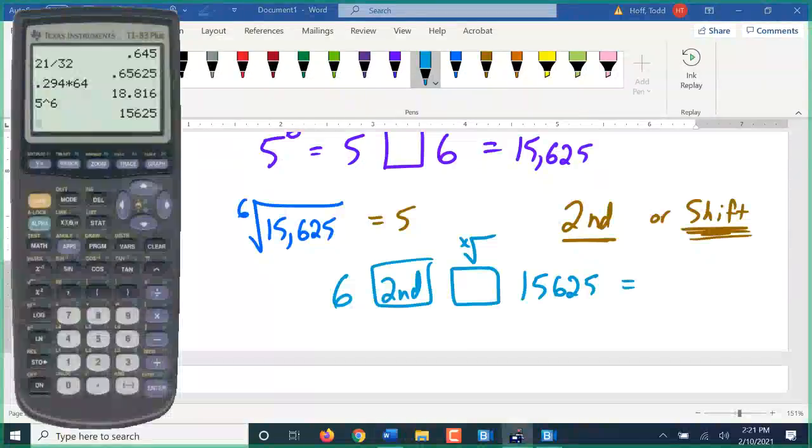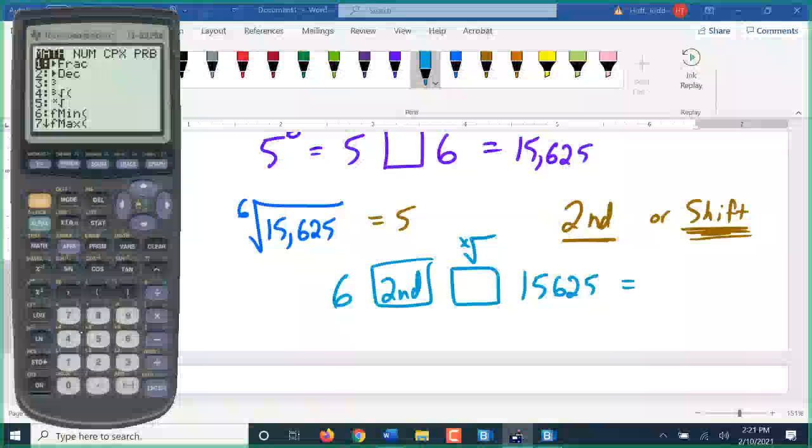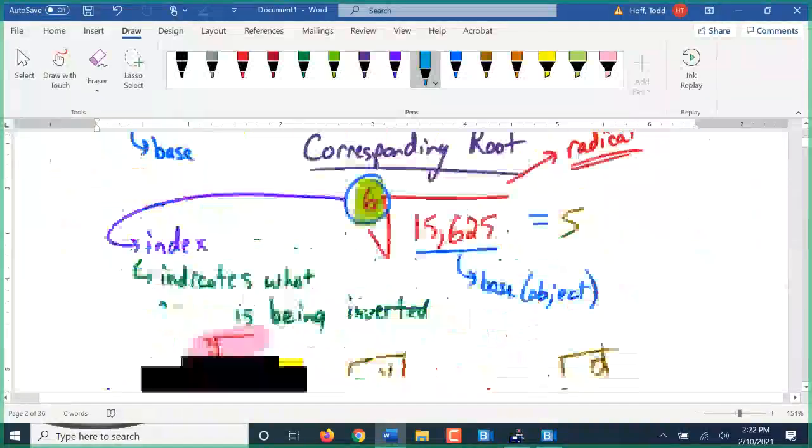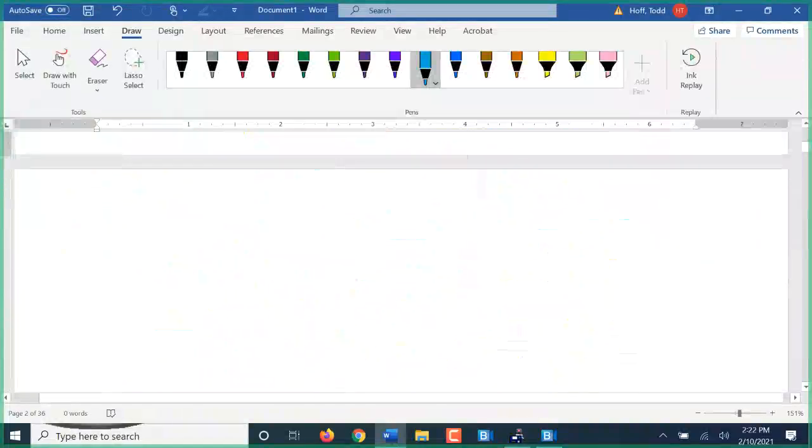On my calculator, it's a little different. I do still enter the 6 first, but I go to the math menu and select the x root. Enter the 15,625. And I do get the 5. In this class, we're not going to do too many higher roots other than square roots. Most of your calculators do have a dedicated key for square roots.